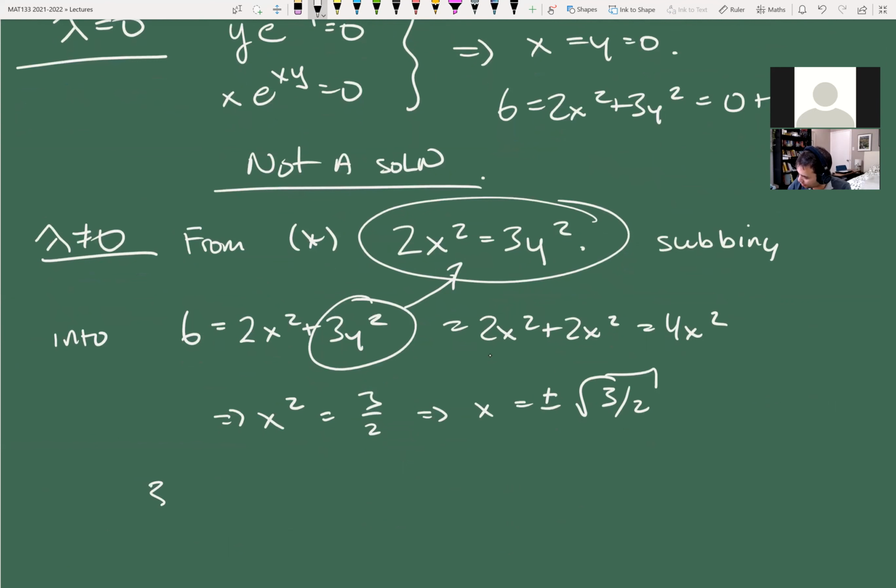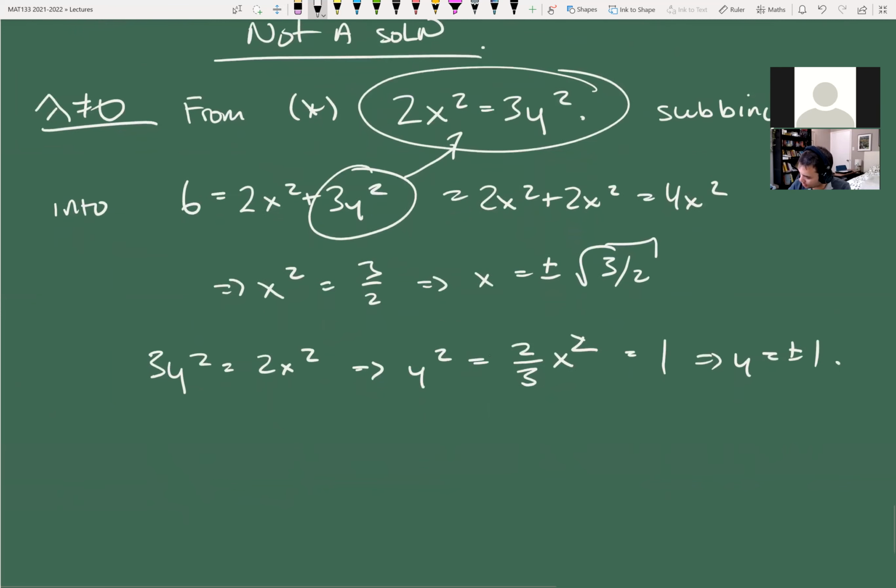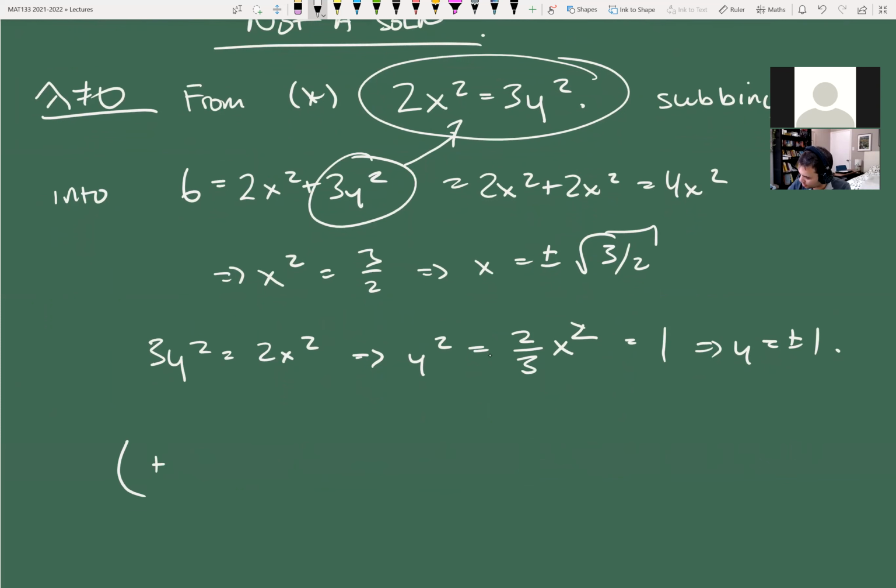And then I know that 3y squared is 2x squared. So that means that y squared is 2/3 x squared. So that's going to be 1. So that implies y is equal to plus or minus 1. All right, so that gives me my 4 solutions, plus or minus root 3 over 2, plus or minus 1. And now plug them in to see which is your max and which is your min. Which of these 4 is your max and min?